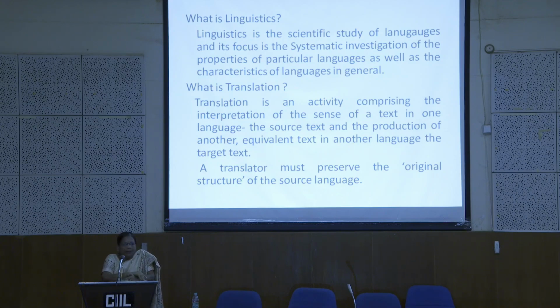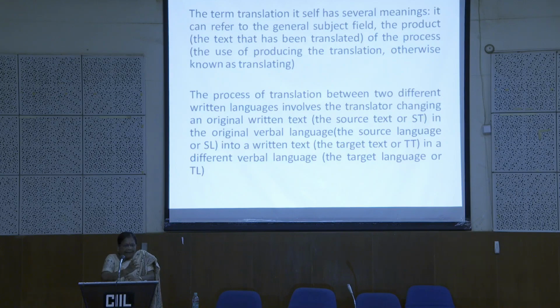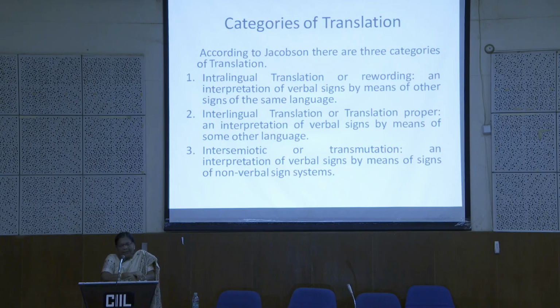Then interlingual translation, that is what we call translation proper. Translating a content, a message from one language to another language. That is what we call interlingual translation. That is what we are going to learn in the whole training program. The third one is intersemiotic translation. What is intersemiotic? One sign system to another sign system, from written language to symbols.